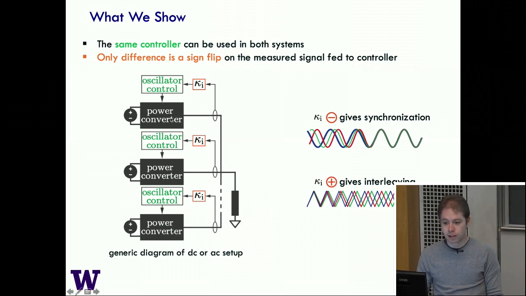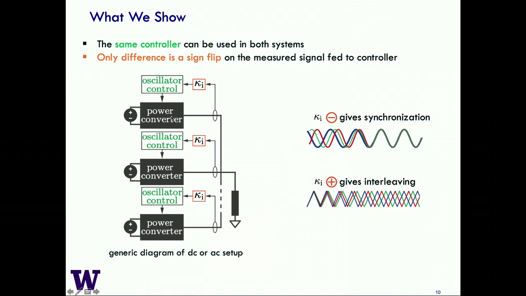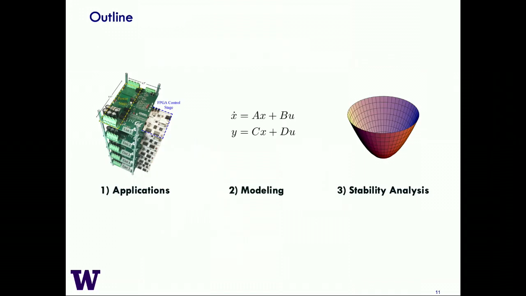And you can do it for both the DC case and AC case, where all you have to do is just flip the sign on the feedback of how you feed the measurement into this control unit. Let's say this is a DC to DC converter or a DC to AC converter. In one case, if you have this negative sign on this feedback, then you'll get synchronization. And if you have a positive sign, then you'll get this interleaving. So anyway, that should hopefully be a little bit surprising to you, and we'll work through the mechanics to show you how this is actually true and how it's done.